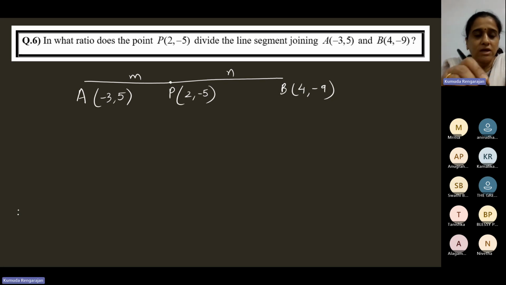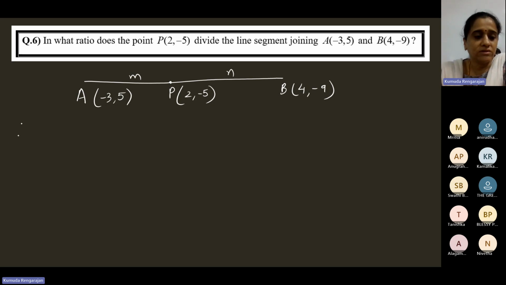Meaning, if you have to find the ratio and you take it as m is to n, you don't have to say let, because that's what it is. If it is k is to 1, then you should say let the required ratio be k is to 1.